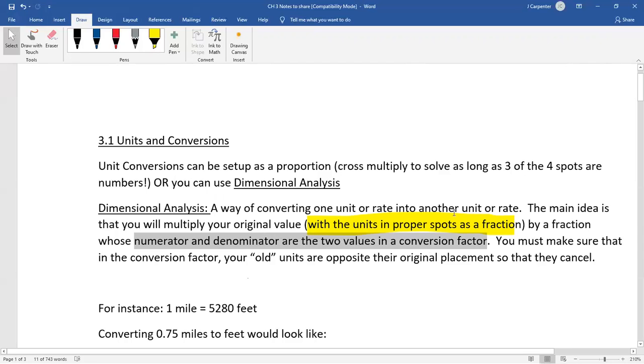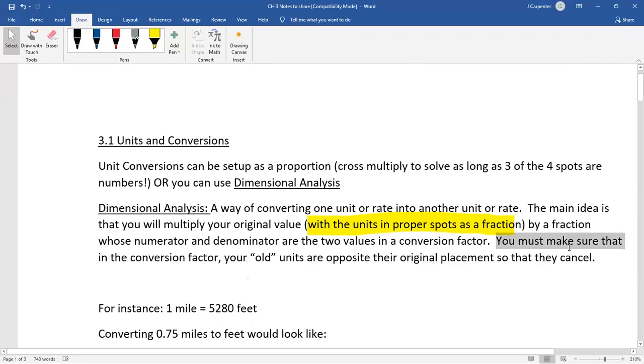So you multiply by a fraction where the numerator and the denominator are the two values in a conversion factor. What I'm saying is if you wanted to convert between miles and feet, you'd be multiplying top and bottom with these numbers. The top might be the 1 mile, or the bottom might be the 1 mile. Top might be the 5280 feet, or the bottom might be the 5280 feet. So how do you tell which one goes top and which one goes bottom?